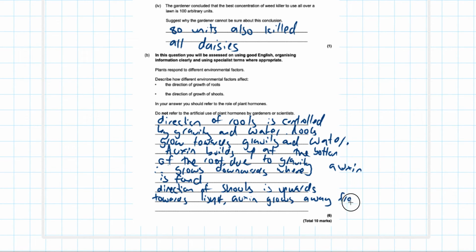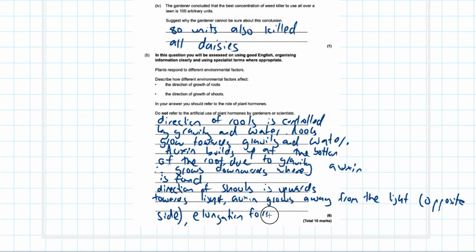So auxin grows away from the light, which is basically the opposite side. And so therefore, from the light, it's on the opposite side, so there the elongation forces the plant towards the light. And that's it for this one.